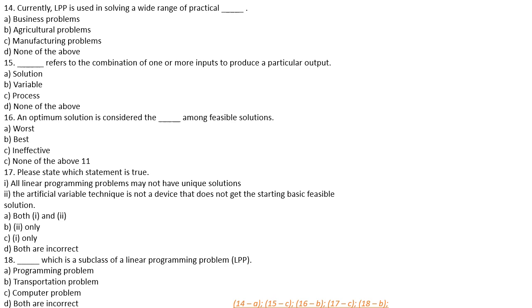18. Dash is a subclass of a linear programming problem. A, programming problem. B, transportation problem. C, computer problem. D, both are incorrect. Correct answer is B, transportation problem.